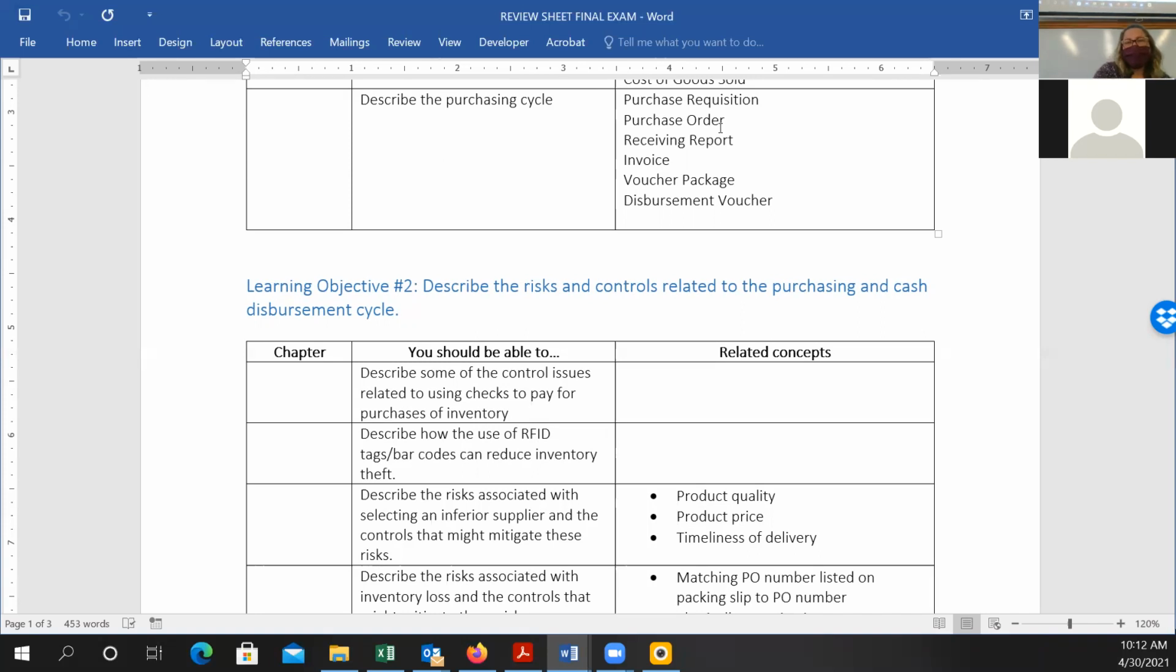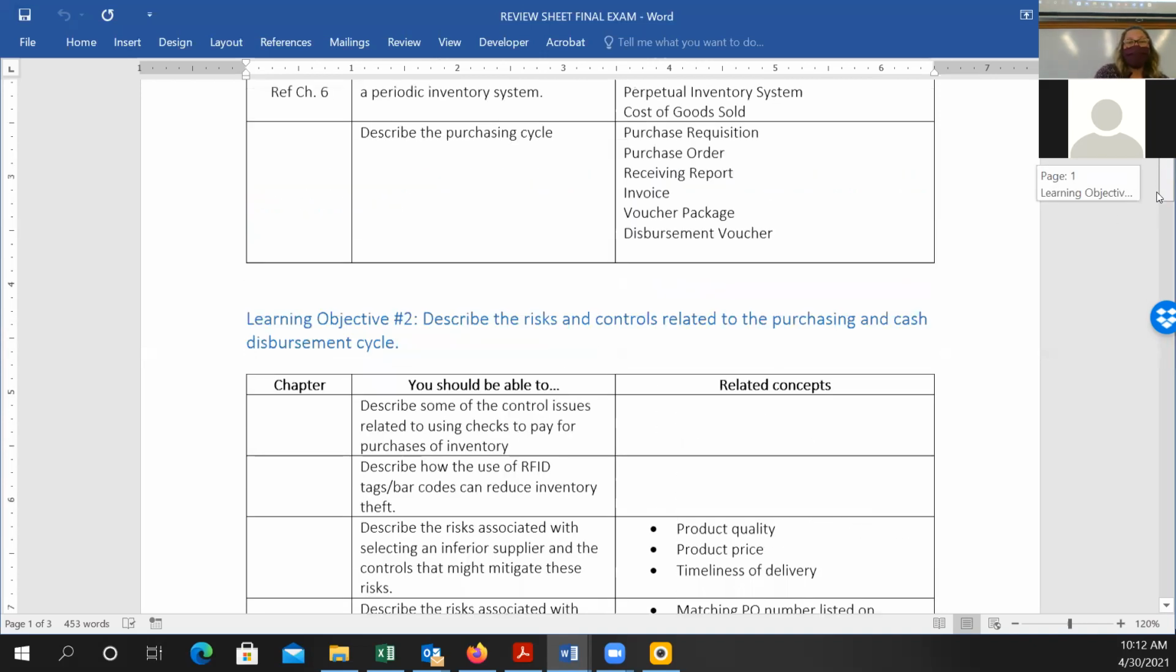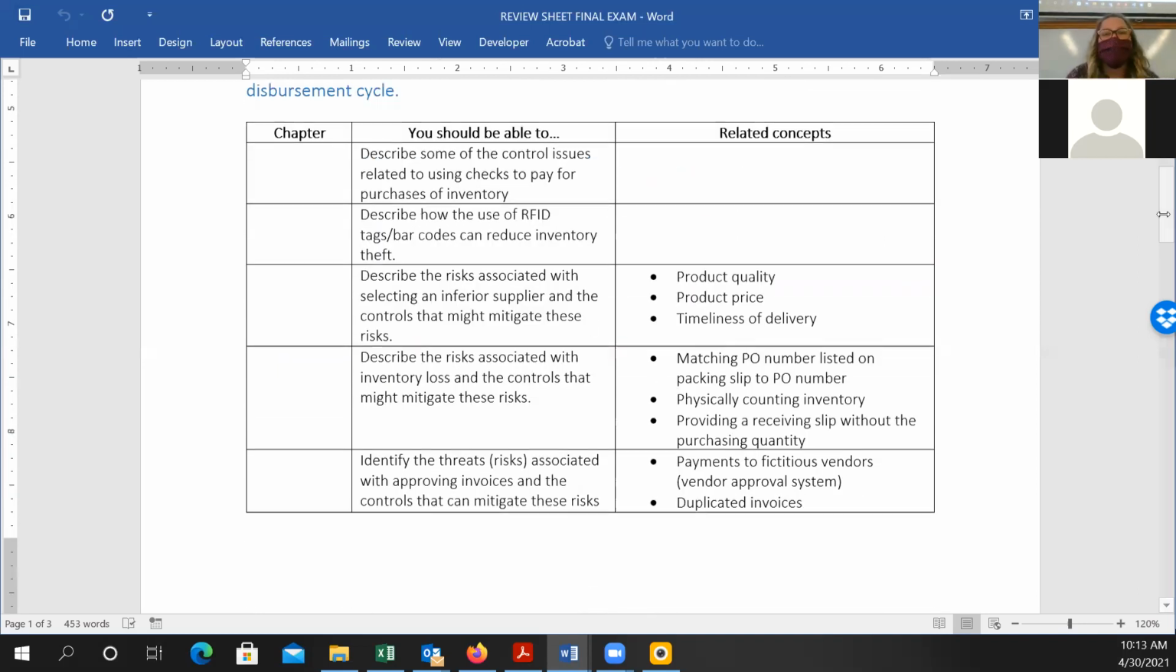So this next one, all of these items relate to the internal control part of the purchasing and cash disbursement cycle. Describe some of the control issues related to using checks to pay for purchases of inventory. That is an essay question, I believe. Yeah, that's an essay question.